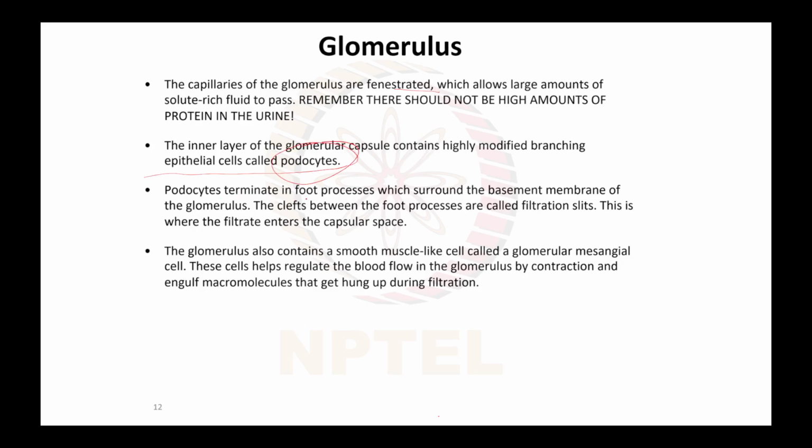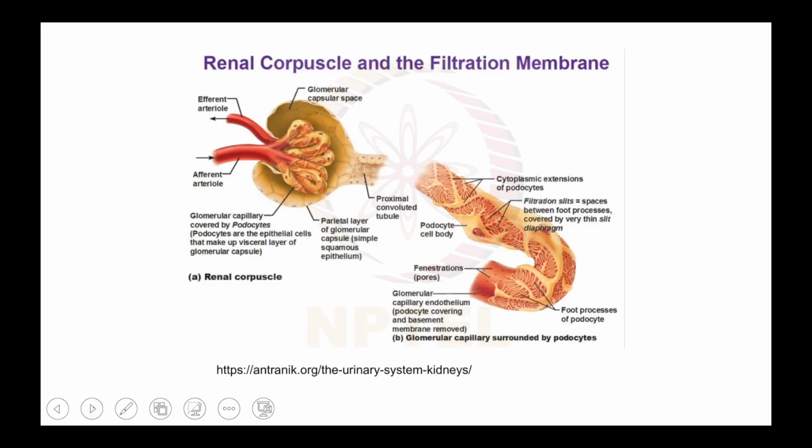So this podocyte terminates in foot processes, which surround the basement membrane of the glomerulus. The cleft between the foot processes is called the filtration slits, and this is where the filtrate enters the capsular space. The glomerulus also contains a smooth muscle-like cell called the glomerular mesangial cell. These cells help regulate the blood flow in the glomerulus by contraction and engulf macromolecules that get hung up during filtration.